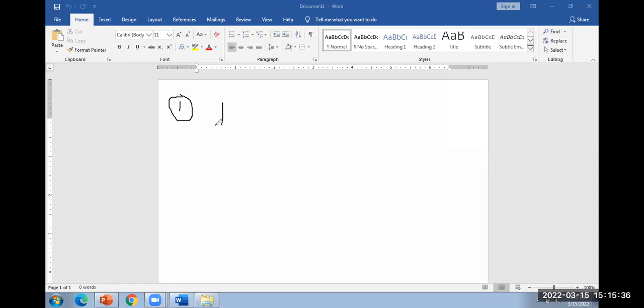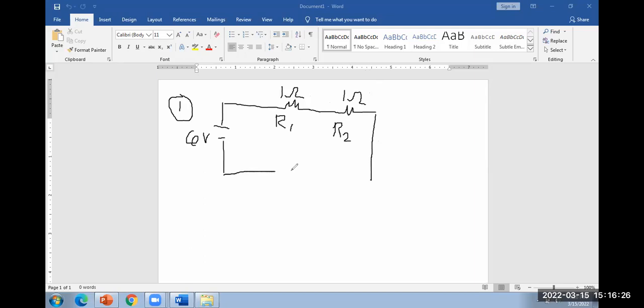So meron akong 6 volts. We have 6 volts. Then I have resistor 1. So lagyan, i-label na natin siya as R1 para madali siyang hanapin. R1 which is 1 ohms. Then I have another resistor, sabihin natin R2. So R2 which is equivalent to 1 ohms. Yan. Then close natin yung circuit.